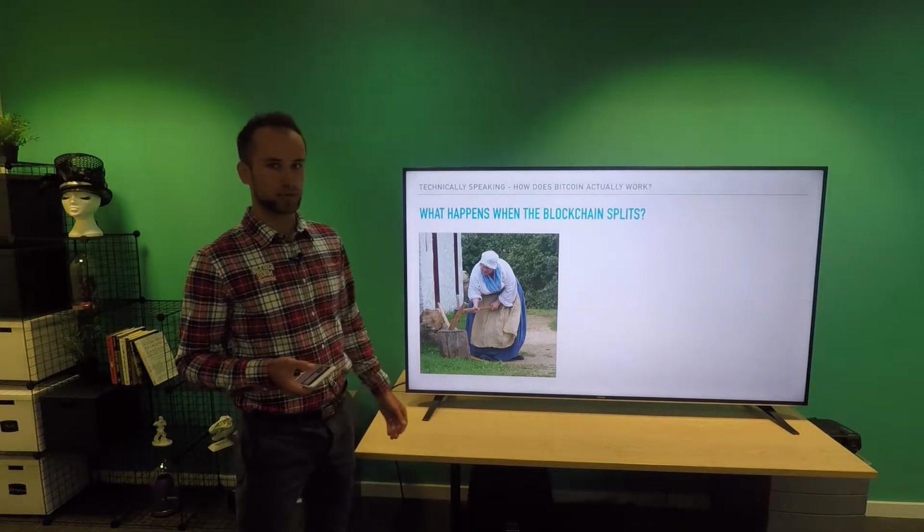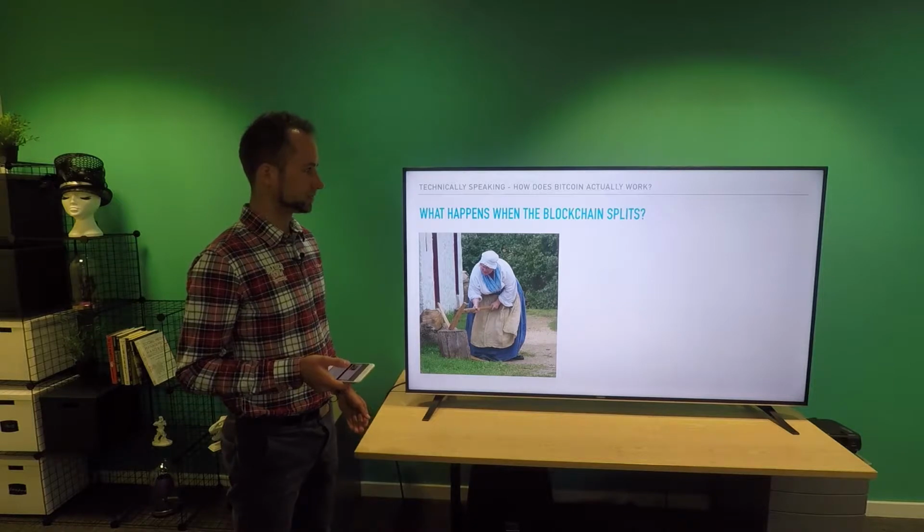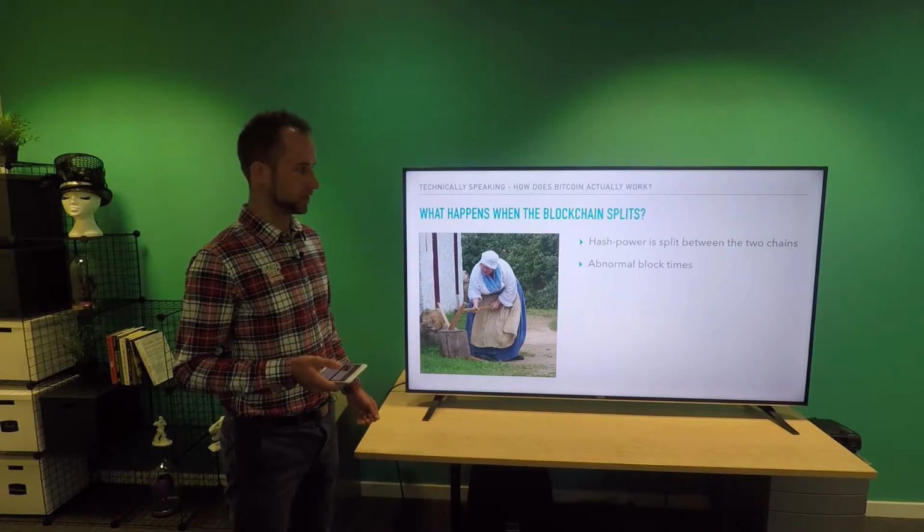So what actually happens when a blockchain splits? The hash power is split between the two chains.